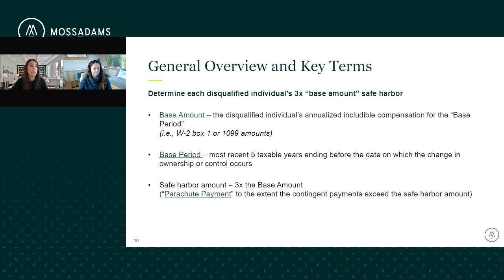Next, the base period is the most recent 5 taxable years ending before the date on which the change in ownership or control occurs. So here, for example, if the transaction is occurring in 2024, you will be looking at 2019, 2020, 2021, 2022, and 2023.